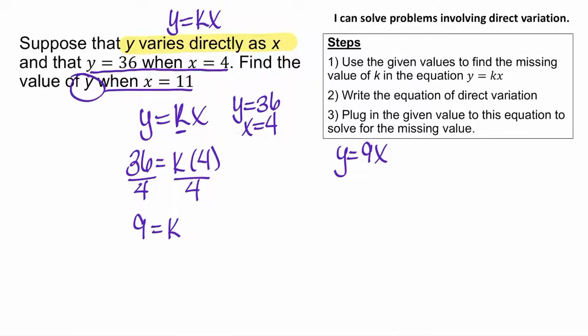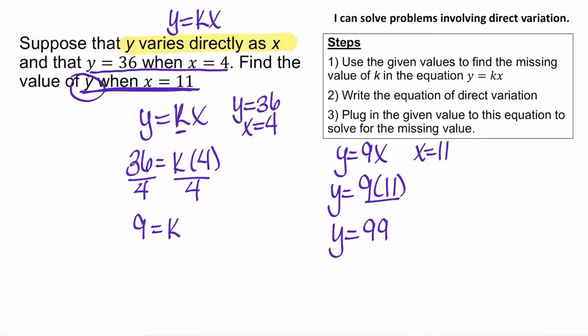Now that I have y equals 9x, I can use that to figure out the value of y when x equals 11. I can go to this equation and plug in x equals 11. So I have y equals 9 times 11. That means y equals 99, and that is my final answer.